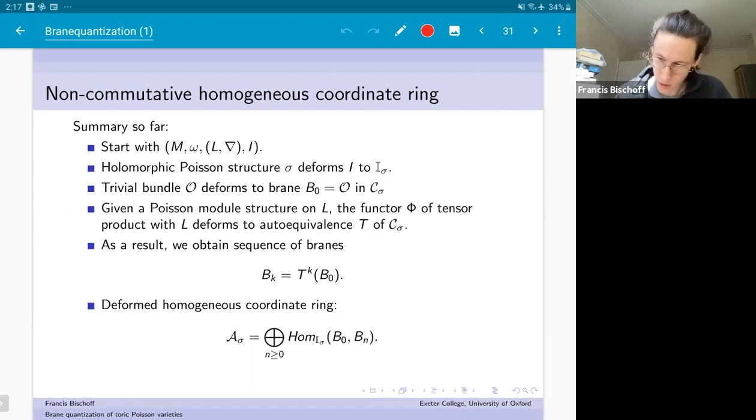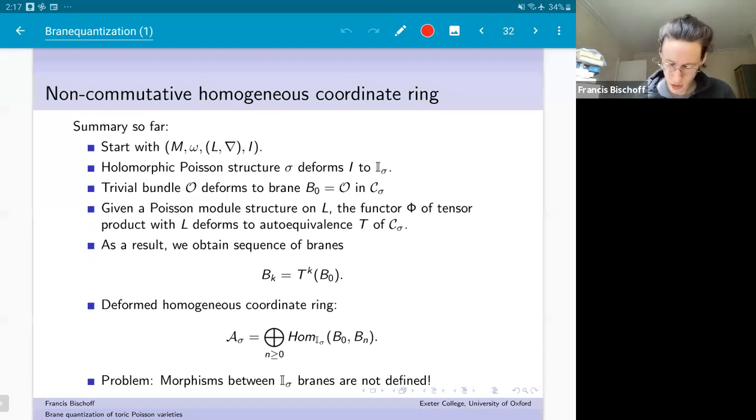Okay, so there's a problem with this approach, which is that so far, the morphisms in the category of boundary conditions have not been defined. So this kind of approach, so far, doesn't really work. So what I want to do in the rest of the talk is discuss a proposal for how to actually implement this construction. And this is based on making use of an A model of an associated symplectic manifold.